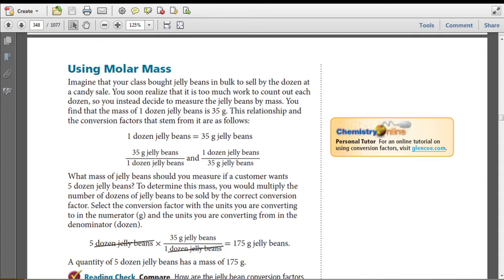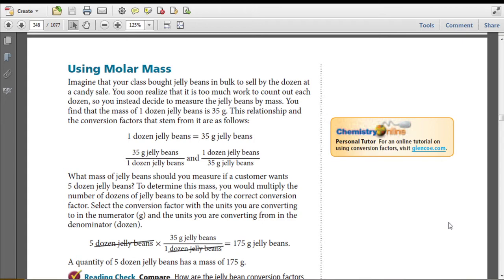So imagine your class brought jelly beans in bulk to sell by the dozen at a candy sale. You soon realize that it's way too much work to count out each dozen. So instead, you decide to measure the jelly beans by mass. You find that the mass of 1 dozen jelly beans is 35 grams. This relationship and the conversion factors that stem from it are as follows.